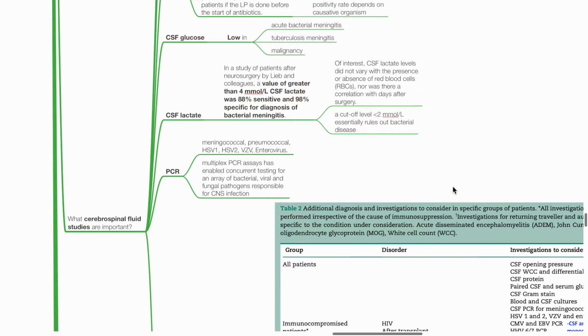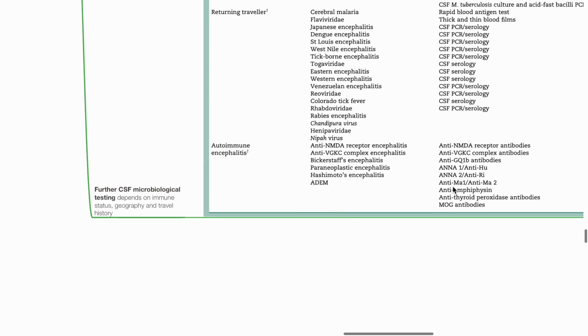PCR should be considered for meningococcal, pneumococcal, HSV1, HSV2, varicella zoster virus, and enterovirus. Multiplex PCR assays have enabled concurrent testing for an array of bacterial, viral, and fungal pathogens. Further CSF microbiological testing depends on immune status, geography, and travel history.